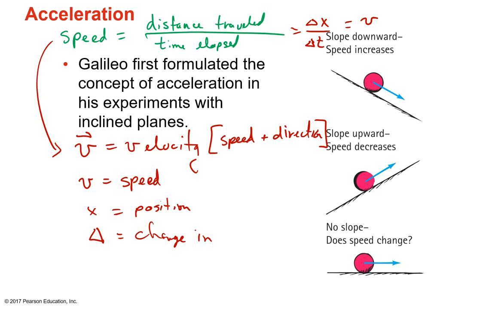But speed is change in position over change in time, and that's what V equals delta X over delta T means. So one of the things you need to know is what that delta means. And it's always final minus initial.